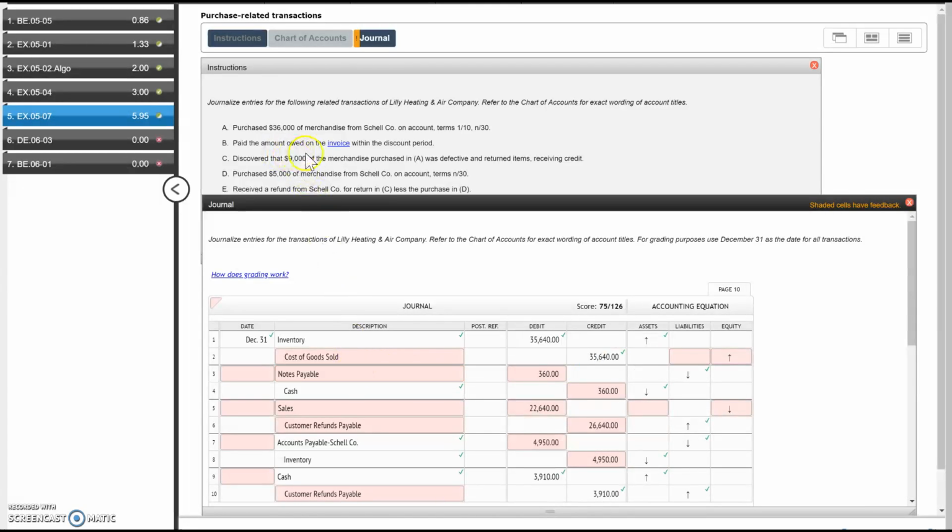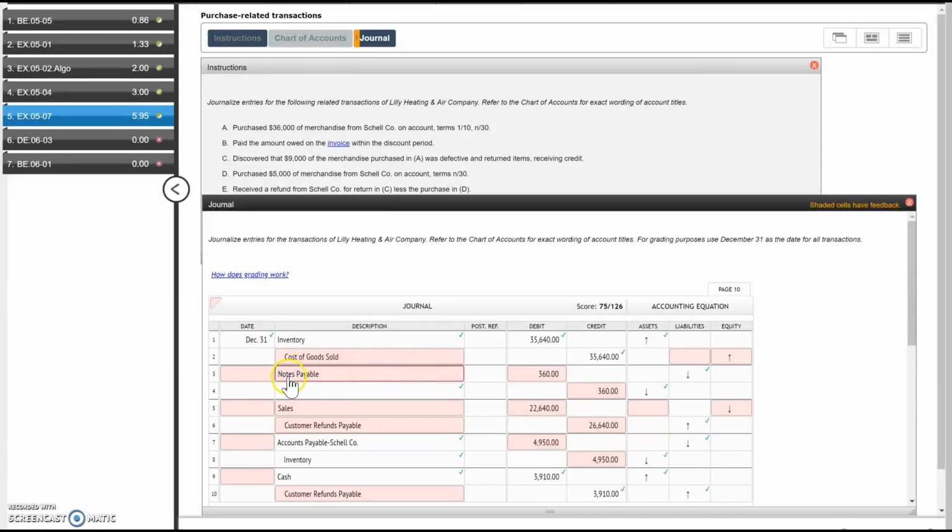Okay, so now the second one says that we paid the amount owed on the invoice within the discount period. What that's really telling us is the amount that we owe, which is $35,640 right here, we're paying it now. When we first did our entry, we debited inventory and credited accounts payable. So now we're going to pay on that. What are we going to do? We want to reduce our payable, right?